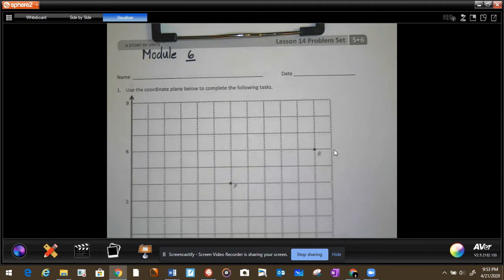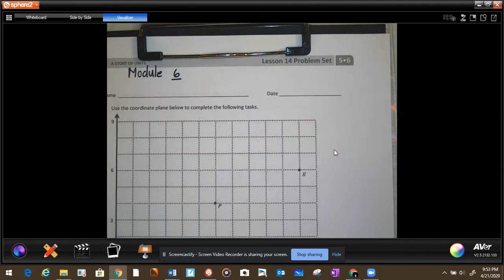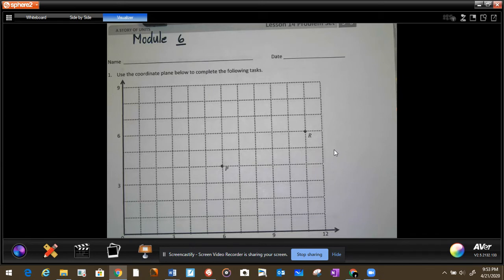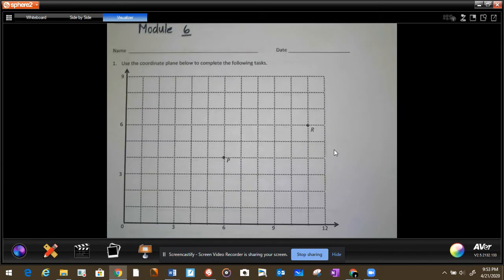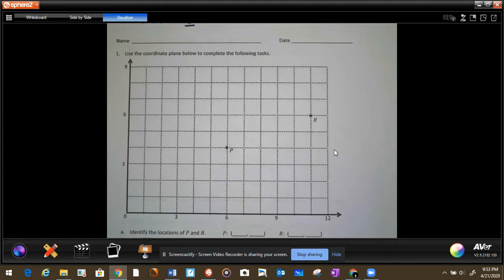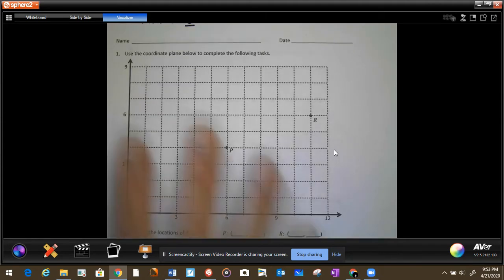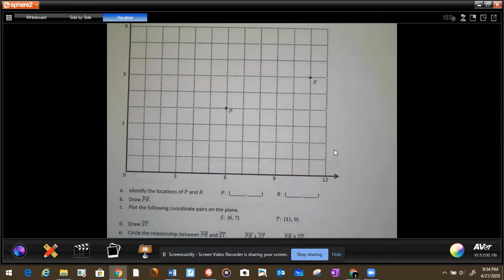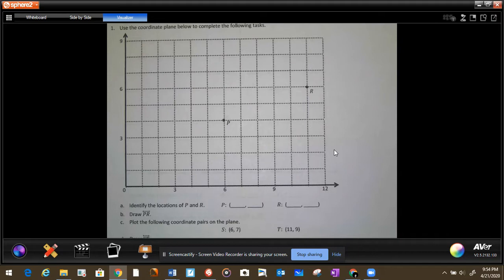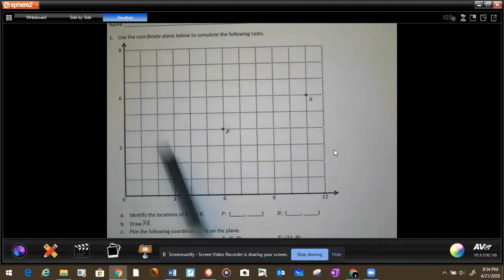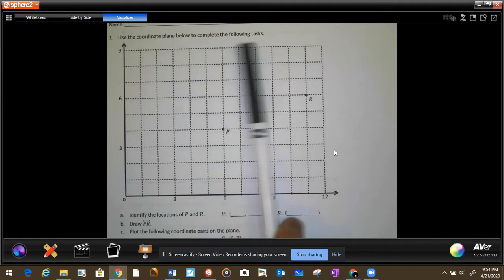We're looking at Module 6, Lesson 14, and we're just going to go over some of what you pretty much know about coordinate planes and coordinate pairs and how to plot them, and you know about perpendicular lines and parallel lines. So today we're going to follow directions, and this is what you're going to do on your own later on. So if you look at this, it says use the coordinate plane below to complete the following tasks.